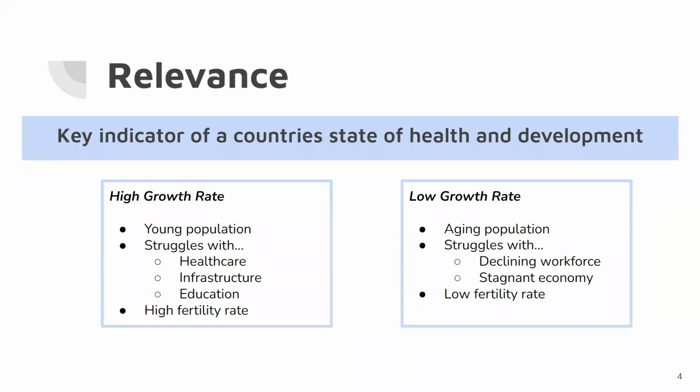This research is relevant because population growth rate is a key indicator of a country's state of health and development. High growth rates are typically associated with a young population, struggles with healthcare, infrastructure, and education, and a high fertility rate, whereas low growth rate is typically associated with an aging population that struggles with a declining workforce, a stagnant economy, and typically has a low fertility rate.